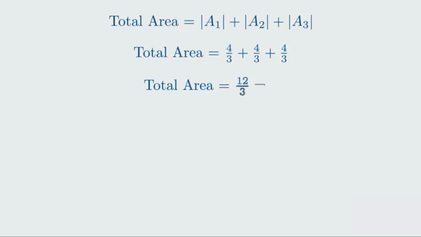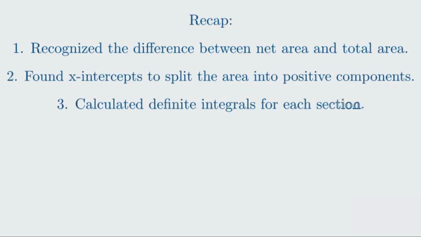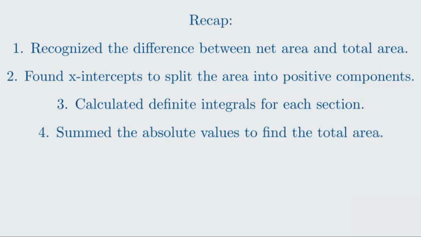Let's recap. We started by recognizing the key difference between net area and total area. We accomplished our learning goals by finding the x-intercepts to split the area into separate positive components. We then calculated the definite integral for each section and summed their absolute values to find the final total area.